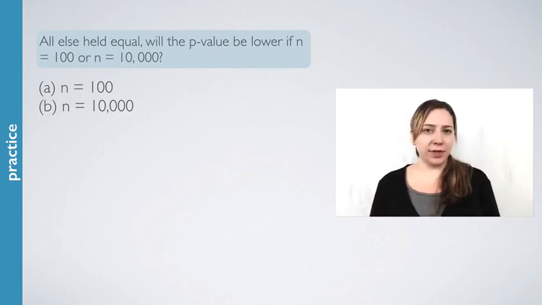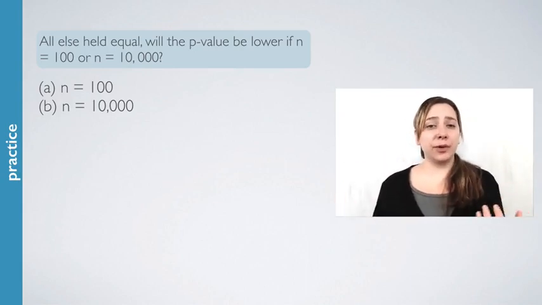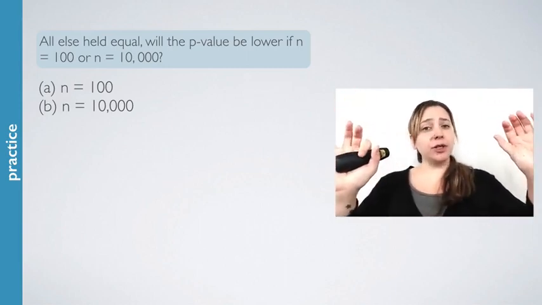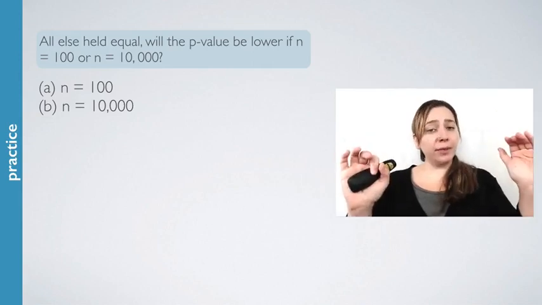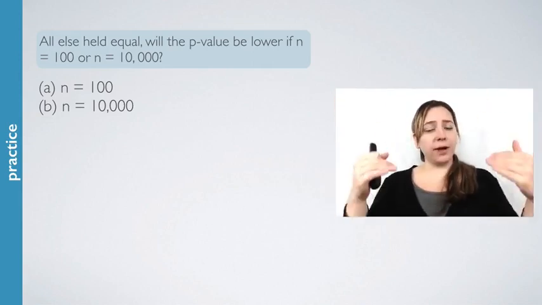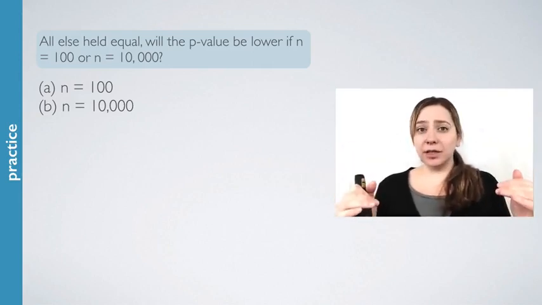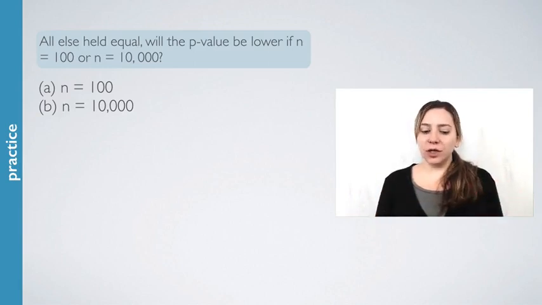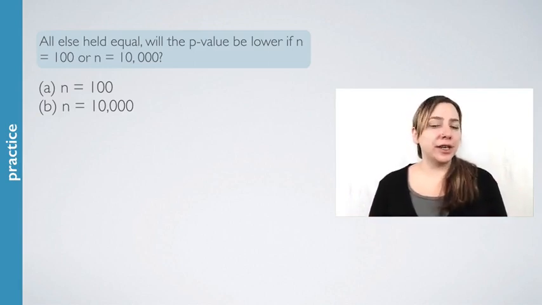equal to 10,000? You can think about this as two separate hypothesis tests. We have the same null hypothesis and the same alternative hypothesis. Our sample means are exactly the same. Our null values are the same because they're driven by the hypotheses. And our standard deviations are exactly the same as well, but the sample sizes are different. So which one of these sample sizes is going to yield a lower p-value?